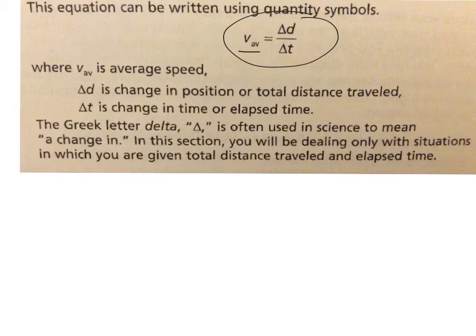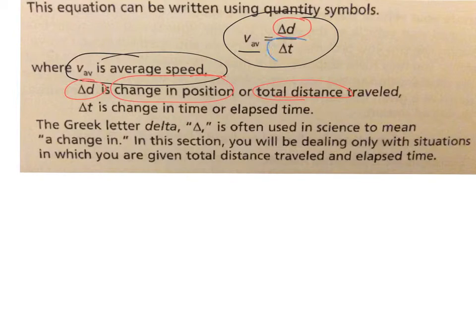So the V_av means the average speed. Triangle D means the change in distance or the change in position. Triangle T means change in time, or what's known as the elapsed time.